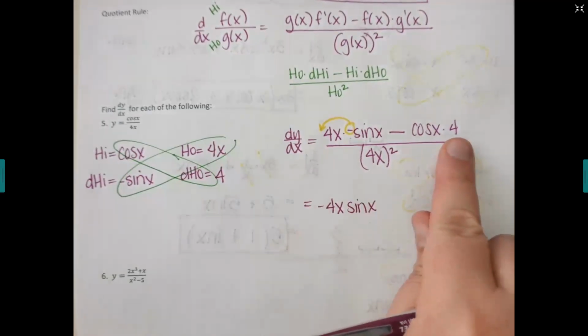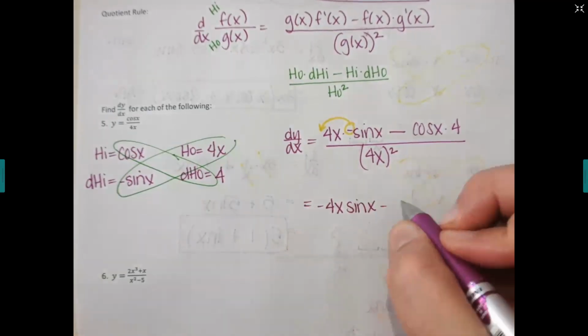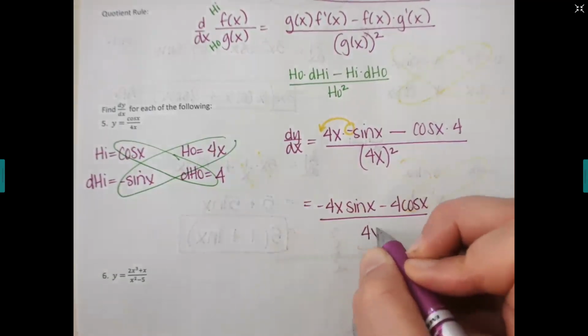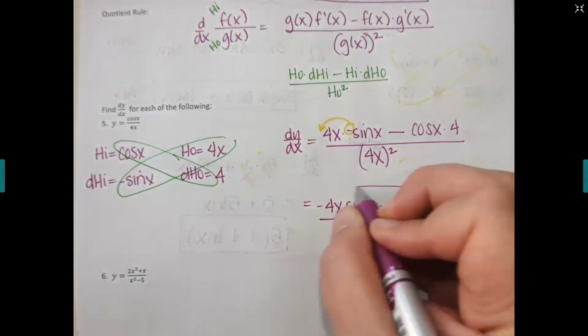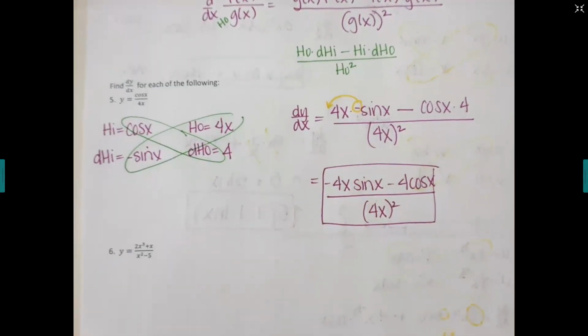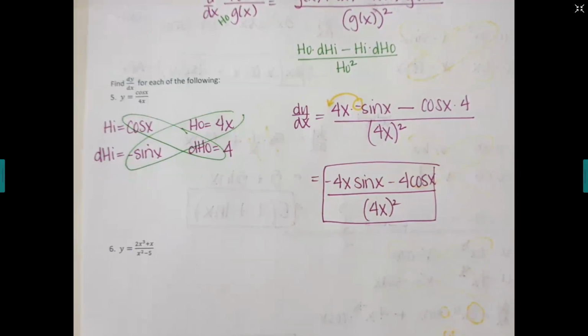And then same thing here. We don't need cosine x times 4. Okay, you'll put the 4 in front, cosine x over 4x squared. Okay. Now you could GCF out of that, but for your Delta Math today, that's fine. Okay. So let's go to the next one.